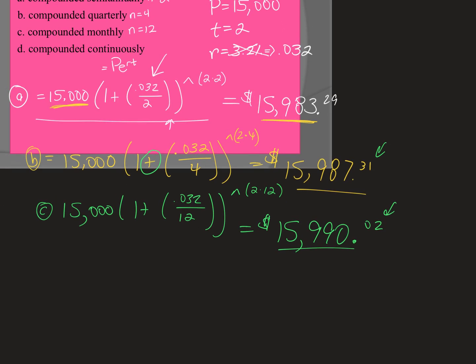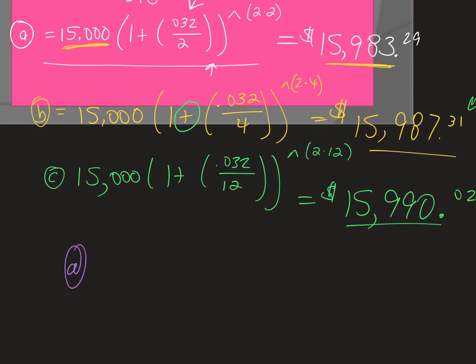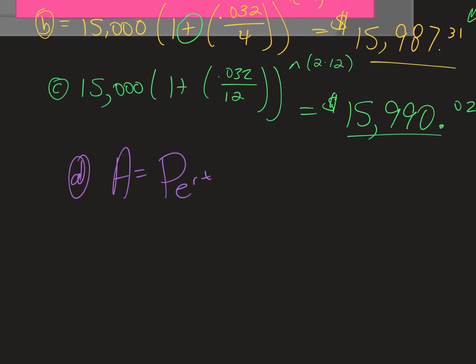The last one says continuous. What does continuous mean? A perts. That means I take my principal, which is 15,000, and I hit E, and I raise that to the 0.032 times 2. The reason that I'm doing this with you step by step is that I know you guys can handle this, but some of us are not super familiar with our calculators. Some of your calculators require parentheses around exponents, some don't. So you just need to make sure you know what is expected of yours.